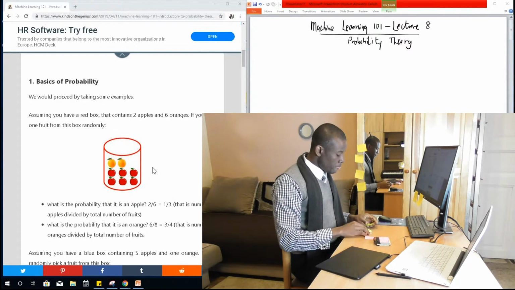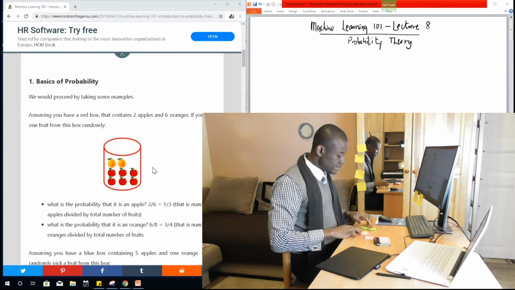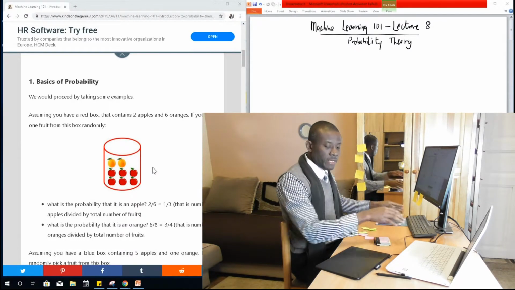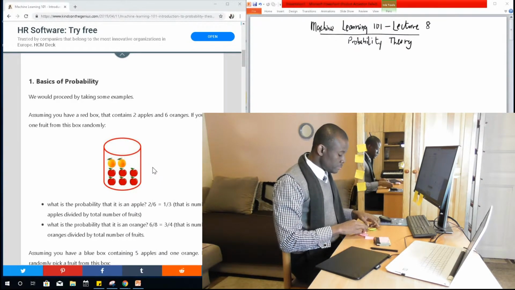So let's get started. After this illustration, we go to the website to follow the lessons. And also I take out my keyboard because I'm going to be writing on the screen.